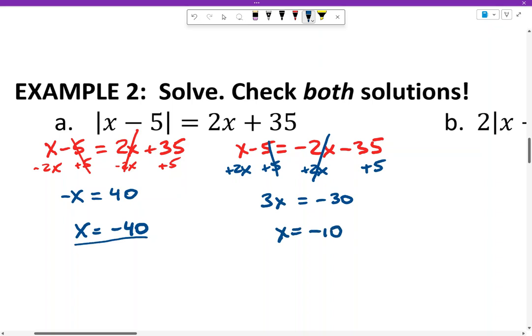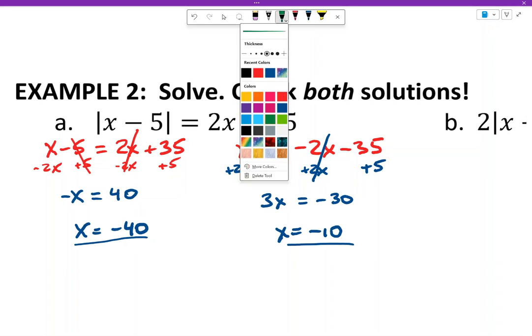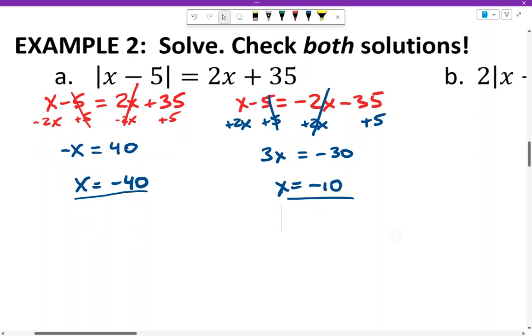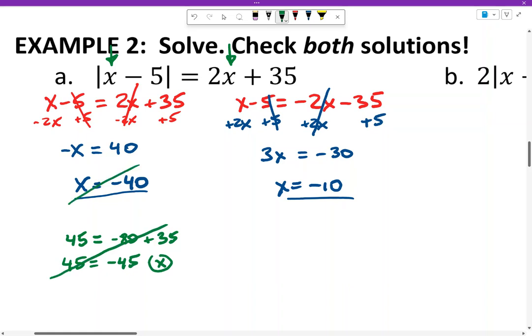Now I need to check both of these answers in my equation. So negative 40, we've got to put it in for both x's, goes here and here. So here I get negative 45, but it's the absolute value, which is 45, equals negative 40 times 2 is negative 80 plus 35. So I end up with 45 equals negative 45, which is not true. So this doesn't work. So x cannot equal negative 40.